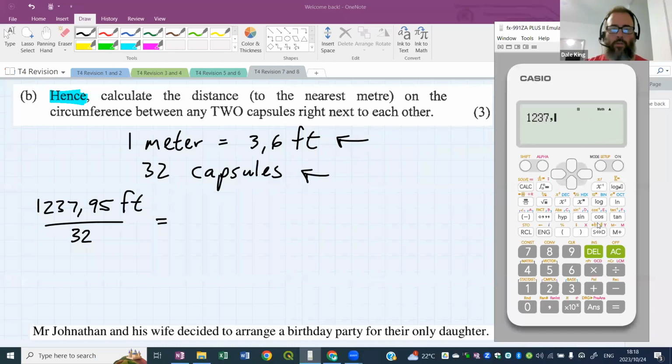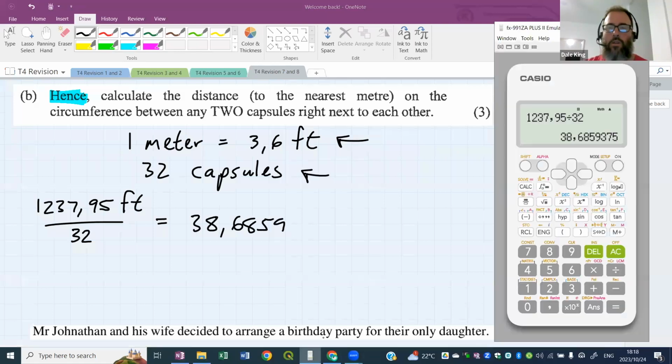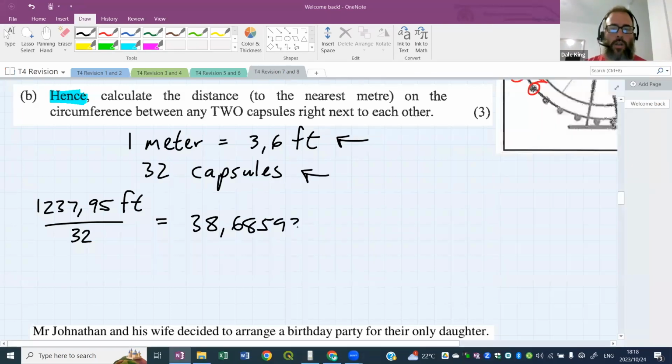So 1,237.95 divided by 32. And this is going to give us 38.6859. Let me write one more decimal. You guys like 5 decimal places. That's 38.68593 feet between each capsule. But we need meters, and I said each meter is 3.6 feet. So I'm going to take 38.68593, the whole thing, don't round it off yet.